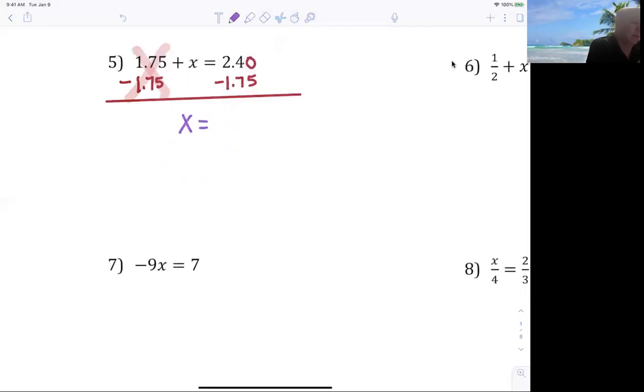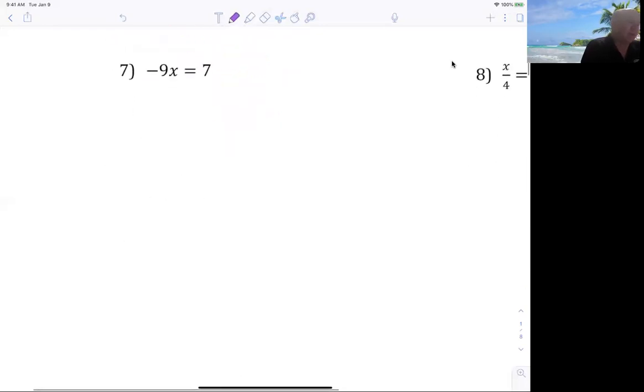Now you're borrowing. Remember, 24 becomes a 23. That becomes a 10. 10 minus 5 is 5. 23 minus 17 is 6. So my answer is x equals 0.65. Notice I'm not using a calculator. You need to practice. Please practice.